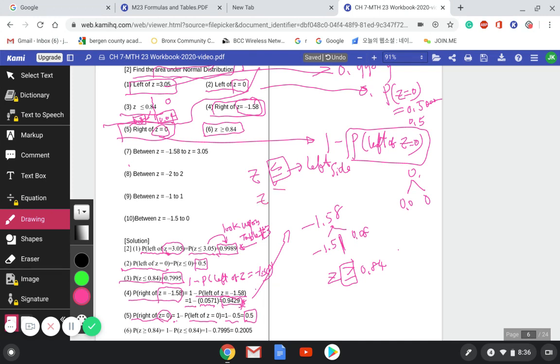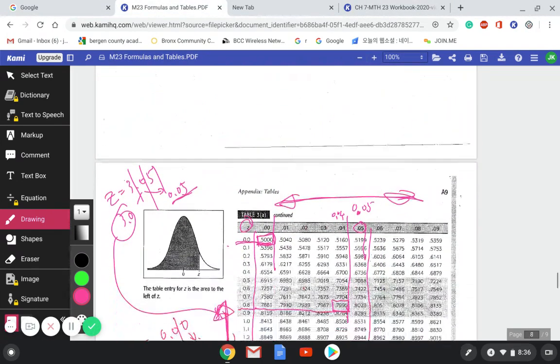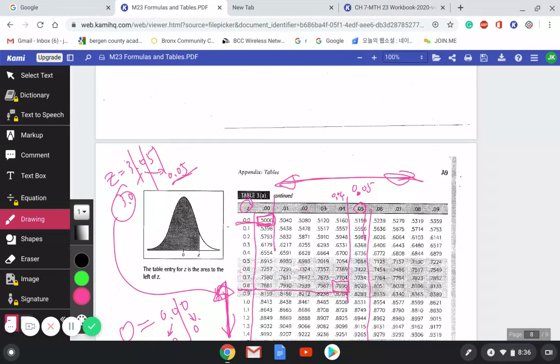When you have z bigger than or equal to, that means they are asking to find the right side. So whenever you see z is bigger than something, you should know that it indicates you are looking for the right side of it. Now you break that into 0.8 with 0.04. Go back to table number 3, 0.8 with 0.04 is 0.7995.